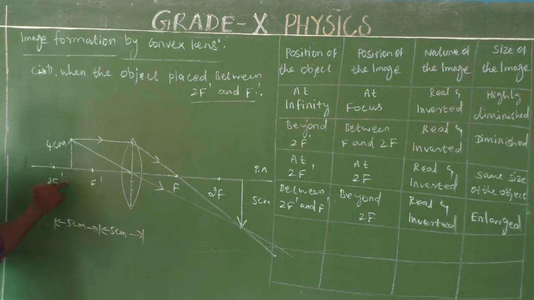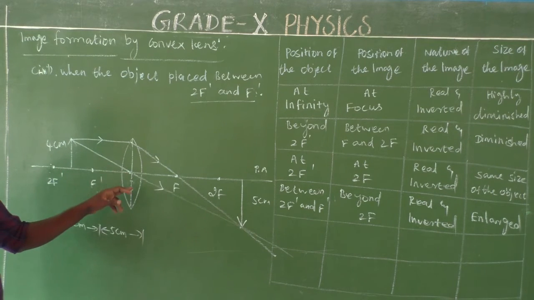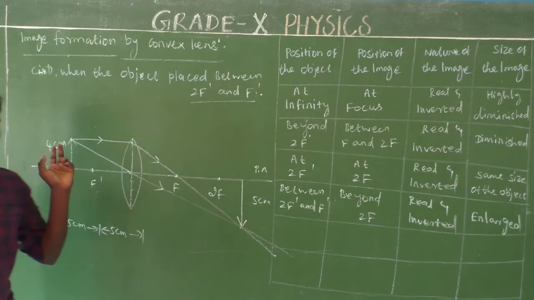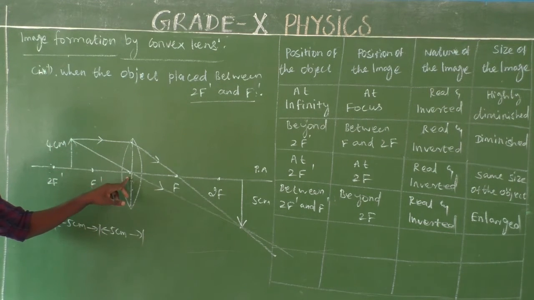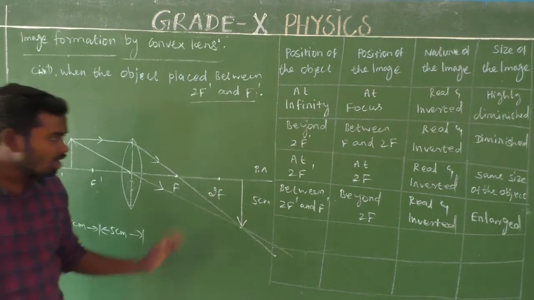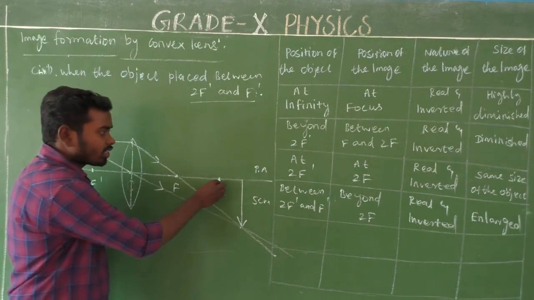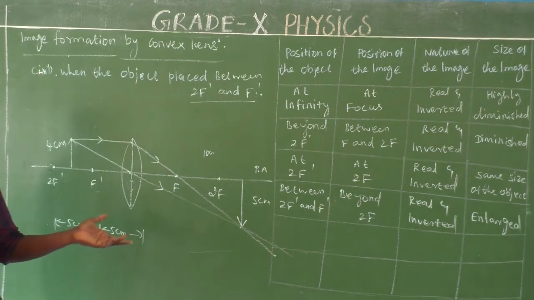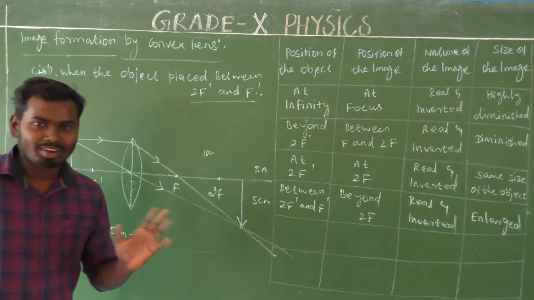But where is the image formed? This is 5 centimeter, this is 5 centimeter, so this is 5, 10. So we can say the object is placed between 5 and 10 centimeter from the optical center, and the image is formed more than 10 centimeter. Because 2f dash is equal to 10 centimeter, but the image is formed beyond the 10 centimeter. So this is one of the keys. Very simple. Don't get confused.